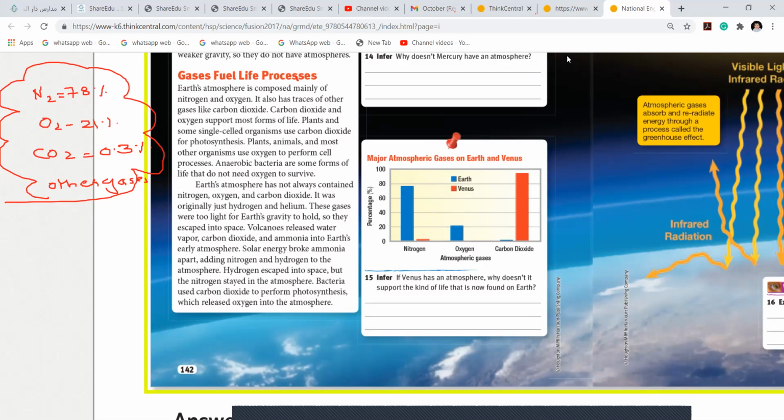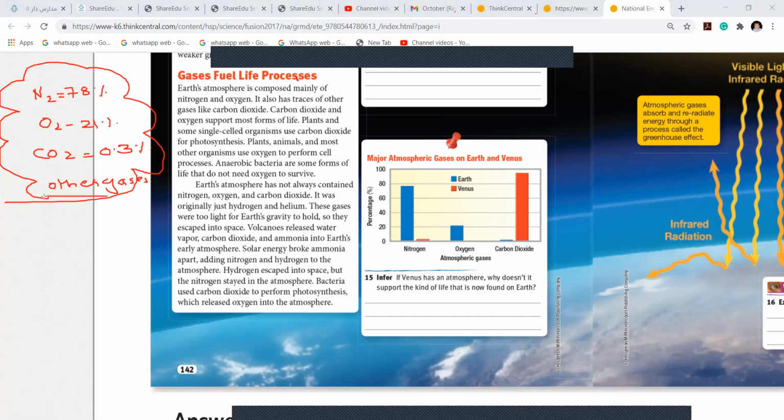Earth's atmosphere has not always contained nitrogen, oxygen, and carbon dioxide. They also have hydrogen and helium. Girls, when I wrote here other gases, what does this mean? Other gases means they also contain hydrogen and a very little amount of helium.